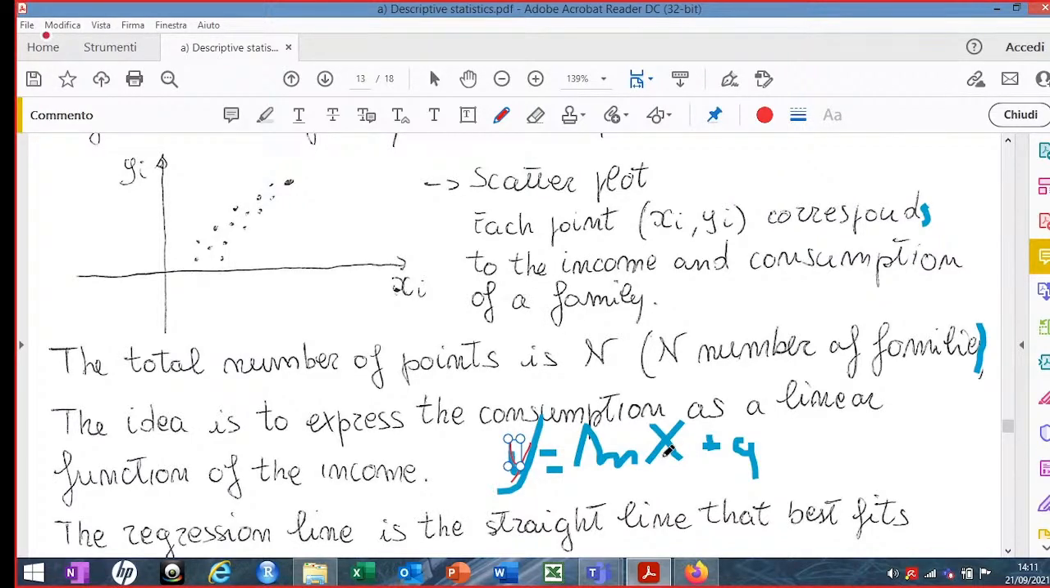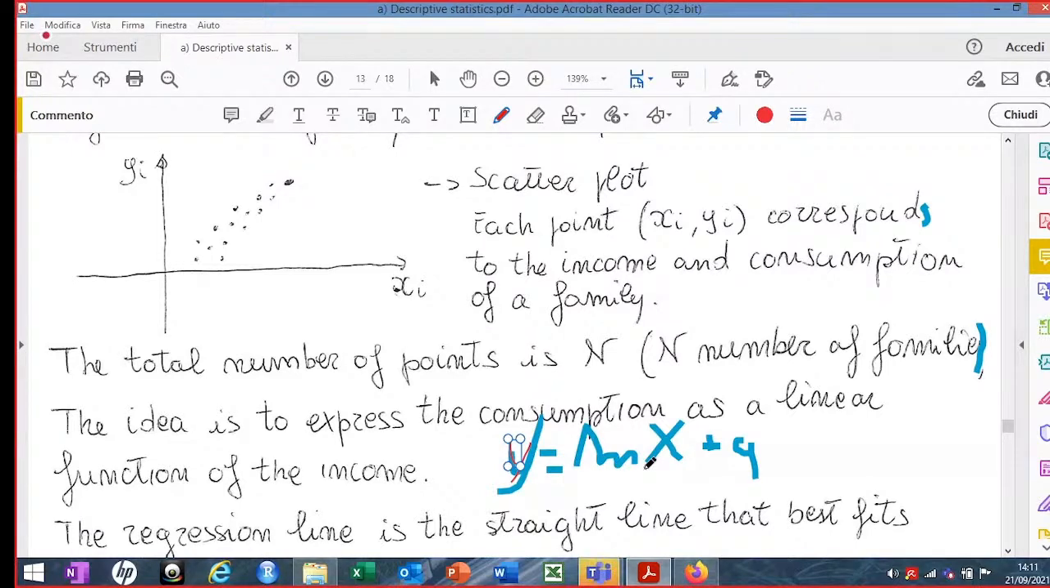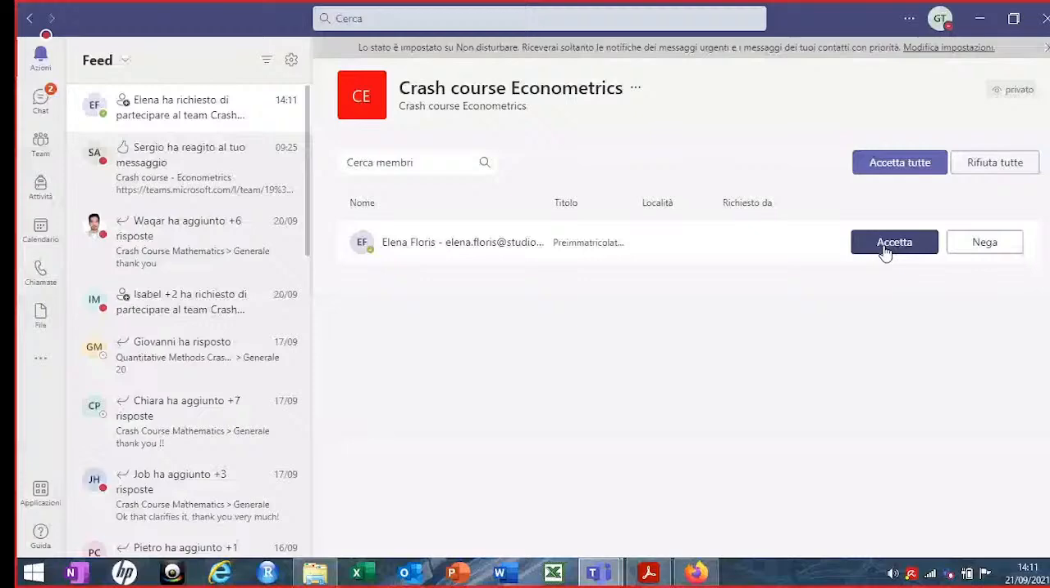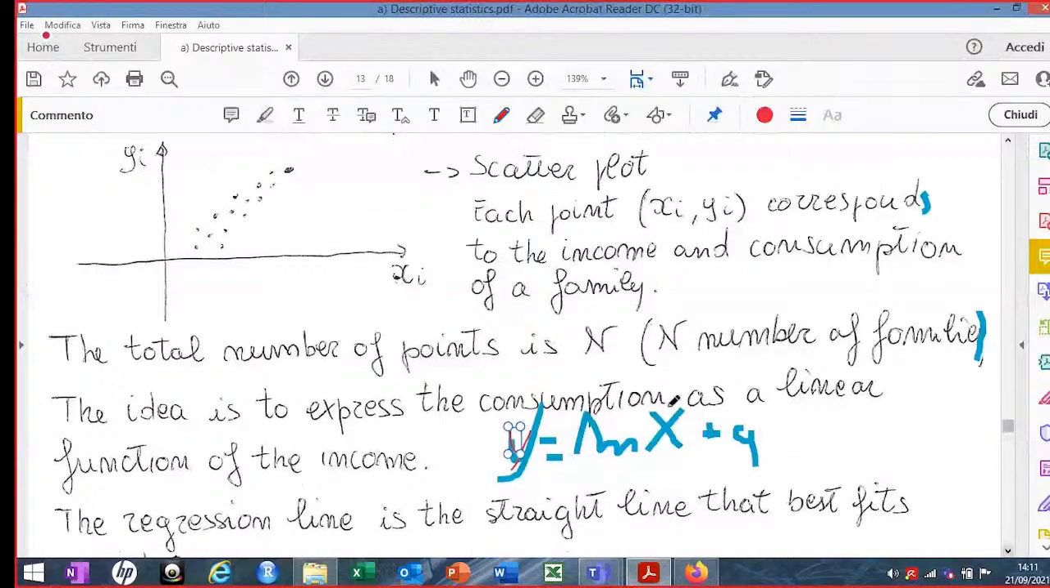So we want to estimate this straight line, but this is a mathematical straight line. We want instead to estimate, given these points, the straight line in which y is the consumption, the dependent variable because it depends on x, and x is the independent variable. So again, this is a mathematical relationship here. Okay, we studied it, a perfect straight line.